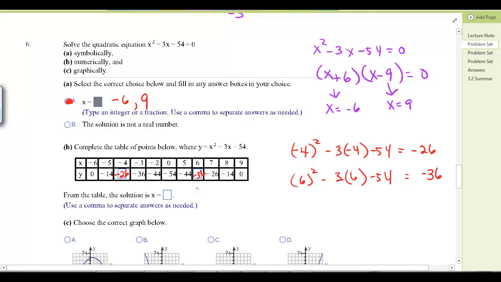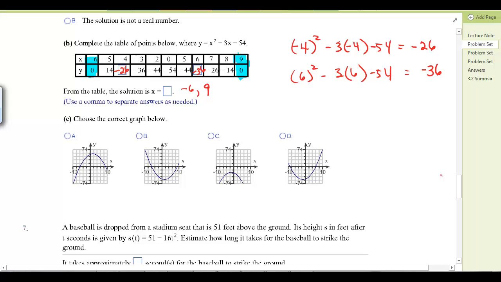Okay. From the table, the solution is. So here we went ahead and factored it and did it symbolically. Here we're looking at the table, and the solutions are the x-intercepts. Those occur when y is 0. So we are looking right here and right here. So we got the same solutions. We're just going to rewrite that in this box, -6, 9.